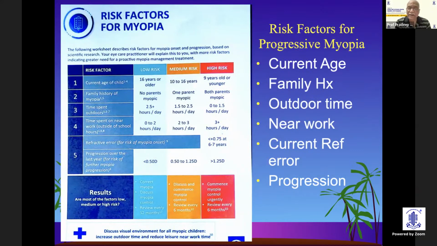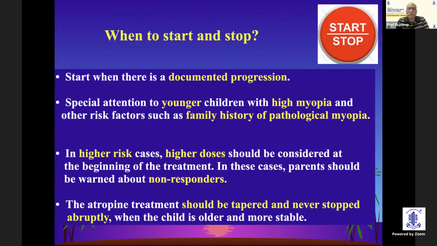If the refractive error at presentation, the first time that we are seeing the child, is at 6-7 years of age, that is a younger child, and they are having a higher progression of myopia. Contrast this with the lower risk in other children. So if we have children at risk of higher myopia, we need to first document progression.